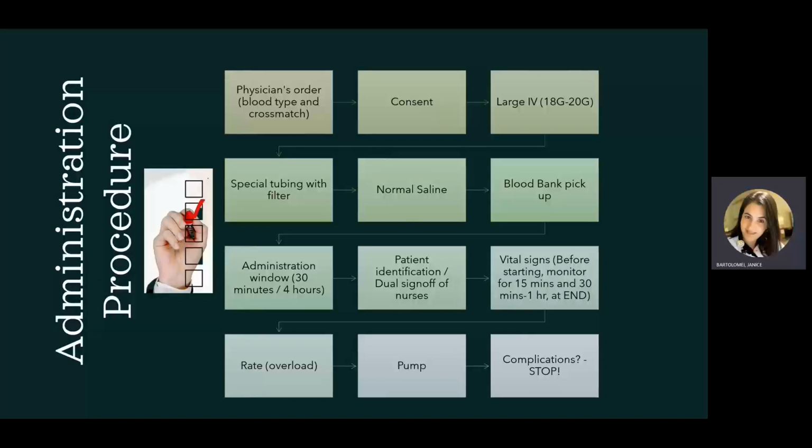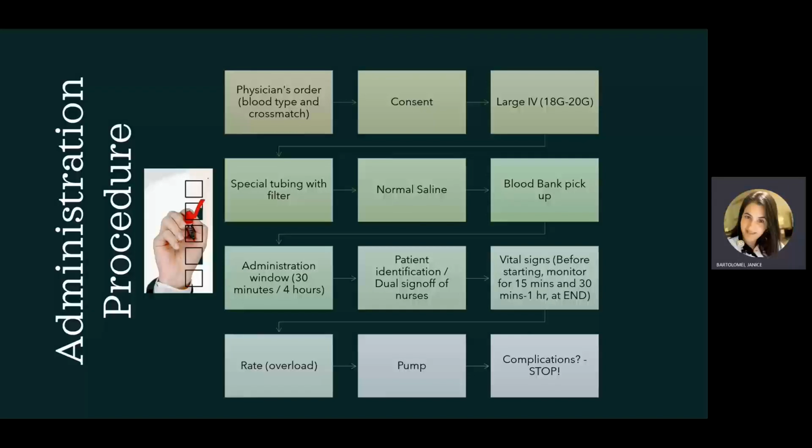They're also going to put in an order for type and cross. They're going to type, meaning they're going to draw blood on the client and find out what type of blood they can receive, and then cross match it to see if they have any Rh factors and any antigens and whatnot. So that way, when the order is sent to the blood bank, they know what blood to send up to you.